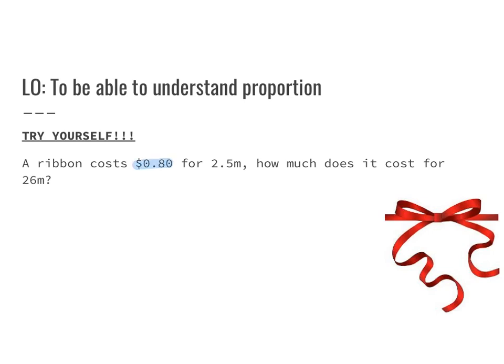A ribbon costs 80 cents for 2.5 meter. How much does it cost for 26 meters? Let us write this down first. 0.80 to 2.5 meters. And we have 26 meters. And we need to know how much does it cost. Let's use the unitary method. Let's turn 2.5 to 1. Now to do that, we need to divide by 2.5 on both sides. So we now here would have 1, and here would be 0.32.